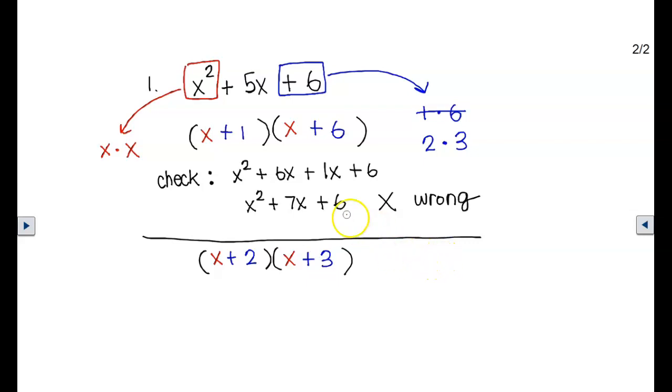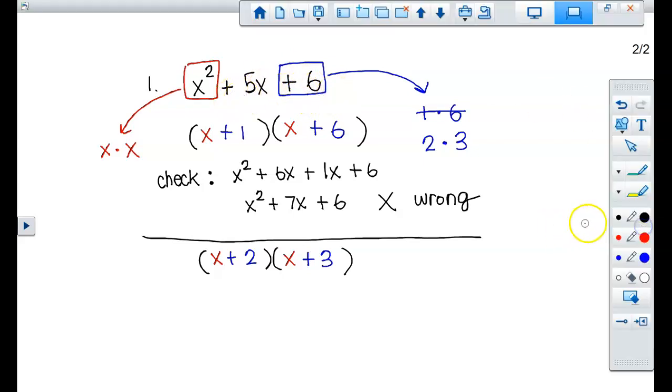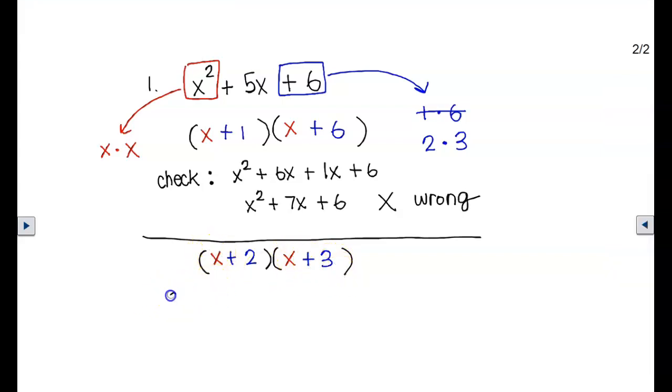So I want you to notice that that middle term of 5x is not playing a role in this guessing part. We guess for the x squared, we guess for the positive 6. The 5x is what's going to check this and let us know if we got it or not. So now I'm making a guess that this multiplication problem needs to be x plus 2 times x plus 3. So let's check it.